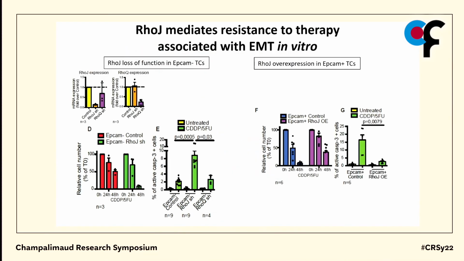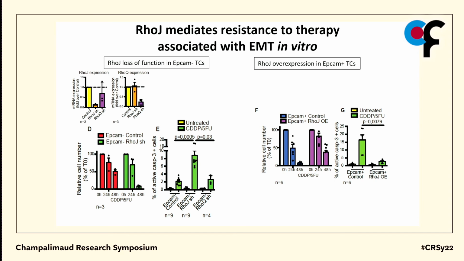nevertheless, it looks like an interesting candidate. So for that, we generated loss of function of RhoG and RhoQ, its little brother that shares more than 90% homology with RhoG. And as you can see here, knocking down RhoG massively increases the cell death in response to cisplatin 5-FU, whereas RhoQ doesn't affect cell survival at all.